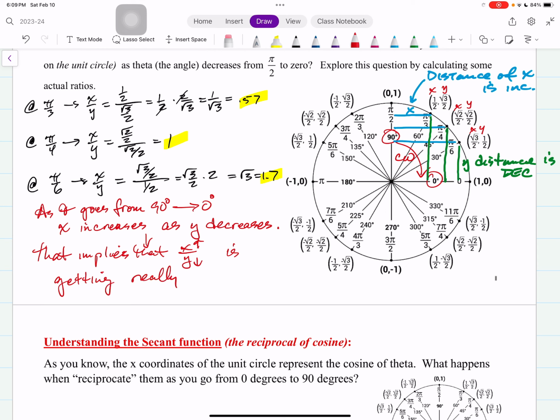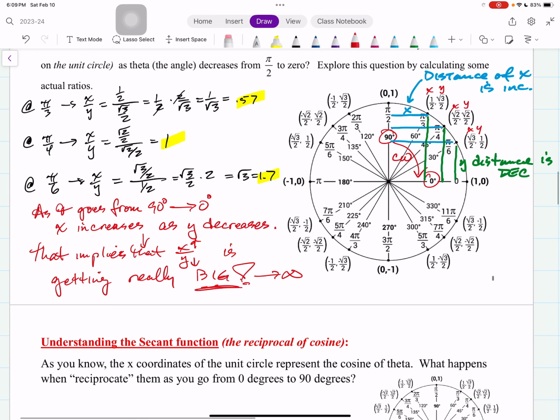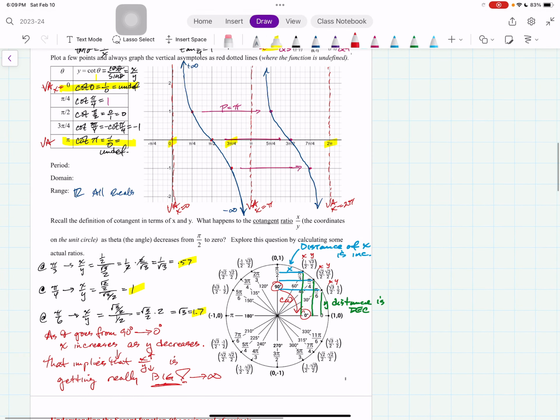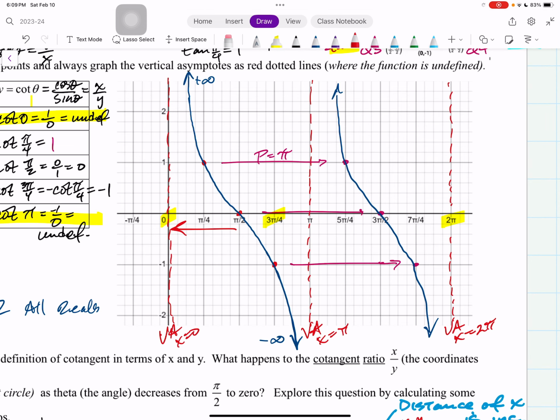So take a moment and digest that. The ratio is getting bigger and bigger and bigger. If the numerator gets bigger and the denominator gets smaller, then the fraction size gets really, really big. It's approaching infinity. That's why, if you take a look at the graph now, let's go back to the graph. When you take pi halves and approach 0, let's zoom in here. You need to go from pi halves to 0. This is 90 degrees to 0 degrees.